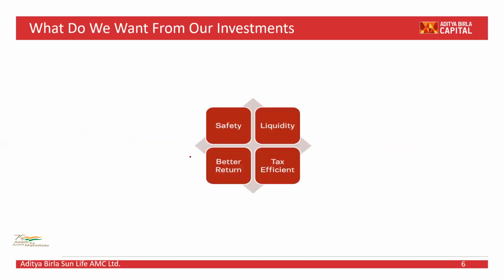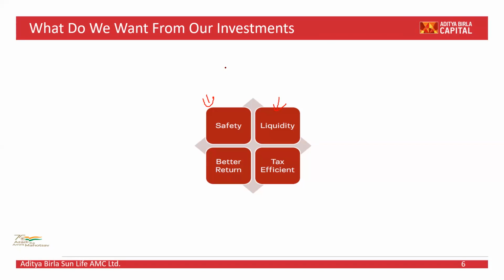Now, whenever we are looking for an investment, what is it that we look for? We look for safety. Whatever I invested, at least that much should come back to me. Then liquidity. What is liquidity? Whenever I want to sell it, I want to get the money, I want to convert that investment into money, it should happen easily. Otherwise, it is going to be difficult.